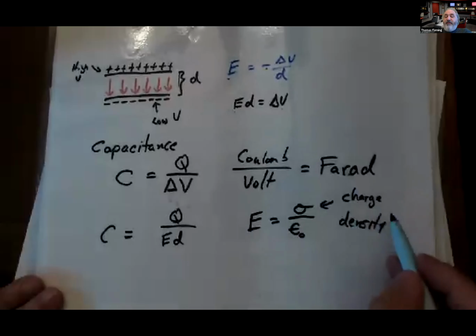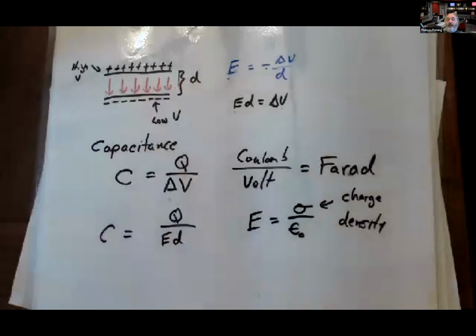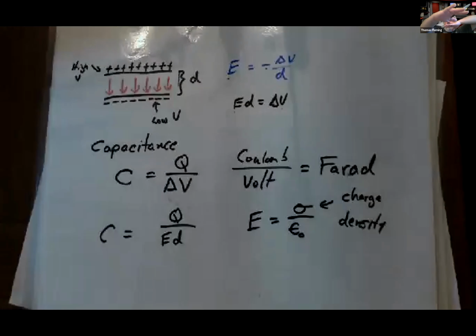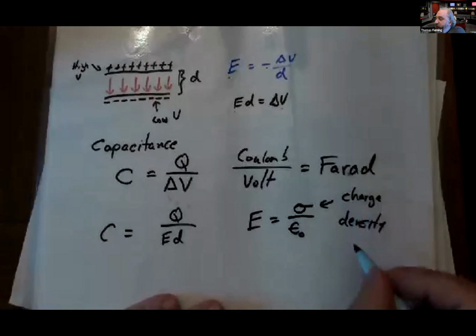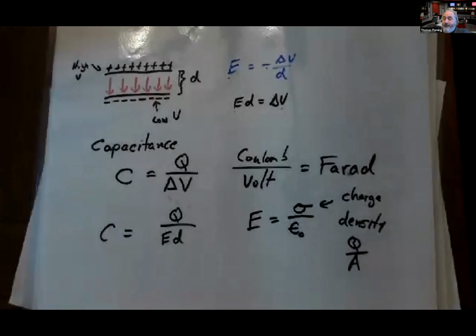Now, what the heck does charge density mean? Well, a density is always about how closely packed something is. And in the case of these plates, the charge is packed on a two-dimensional plate. So this charge density would be the total charge on the plate divided by the area of the plate.